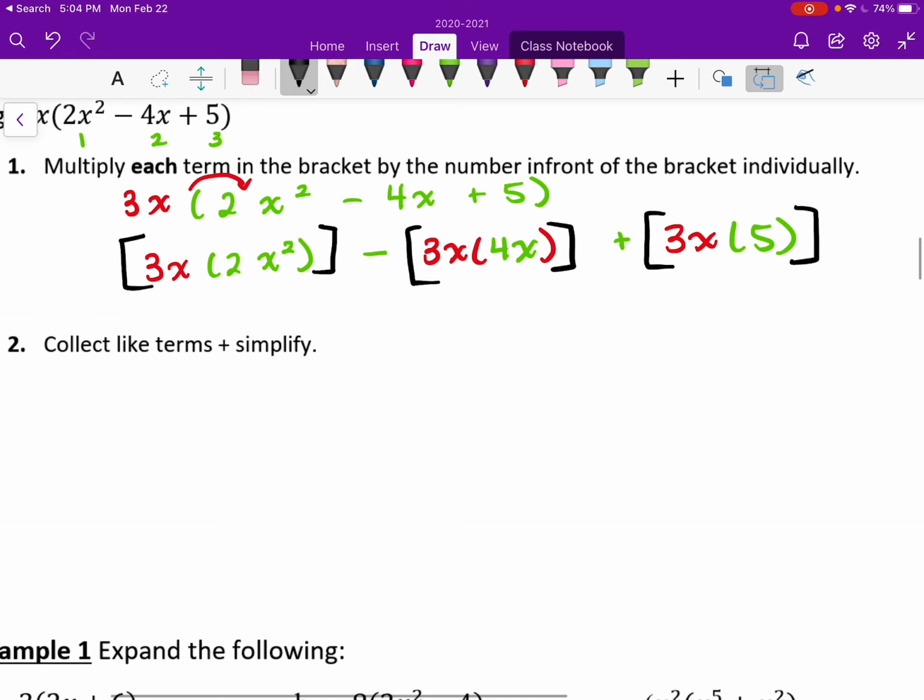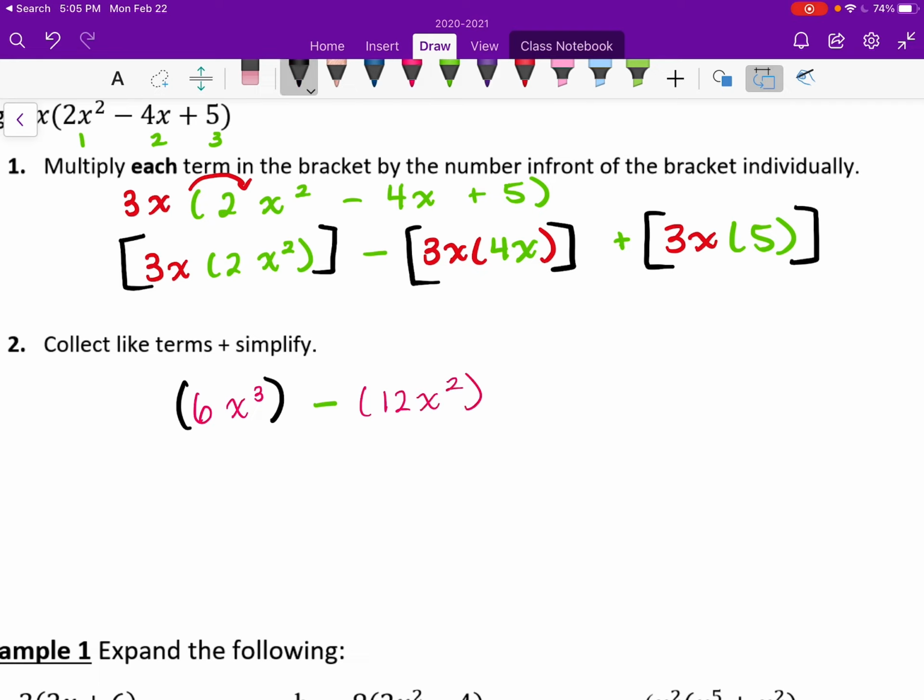So you have 3x, right? 3x times 2x squared, right? So we're going to do 3 times 2, which is going to give us 6. X times x squared, which is going to give us x cubed, right? And I would just leave this in the brackets for now. Minus, we have 3x times 4x, so we know that 3 times 4 is 12. X times x is x squared.